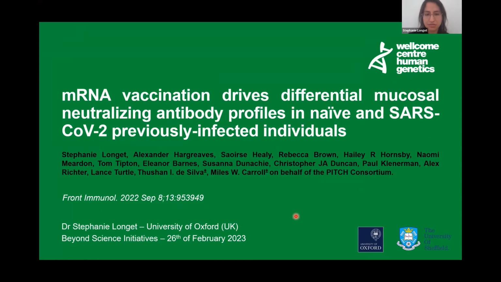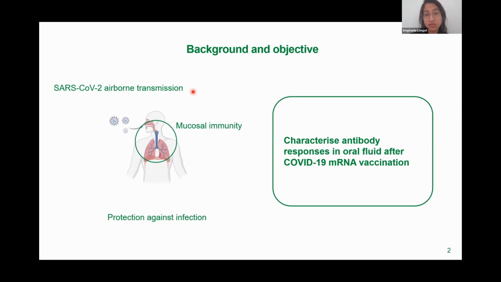So I'm currently a postdoctoral researcher at the University of Oxford in the UK, and today I'm going to speak about mucosal antibody responses in naive and SARS-CoV-2 pre-infected individuals. All the data I'm going to show you today were published last year in Frontiers in Immunology. As you know, SARS-CoV-2 is transmitted by the airborne route, so mucosal immunity is very important to protect against infection. The goal of this study was to characterize antibody responses in oral fluid, which mirrors mucosal responses, after COVID-19 mRNA vaccination.